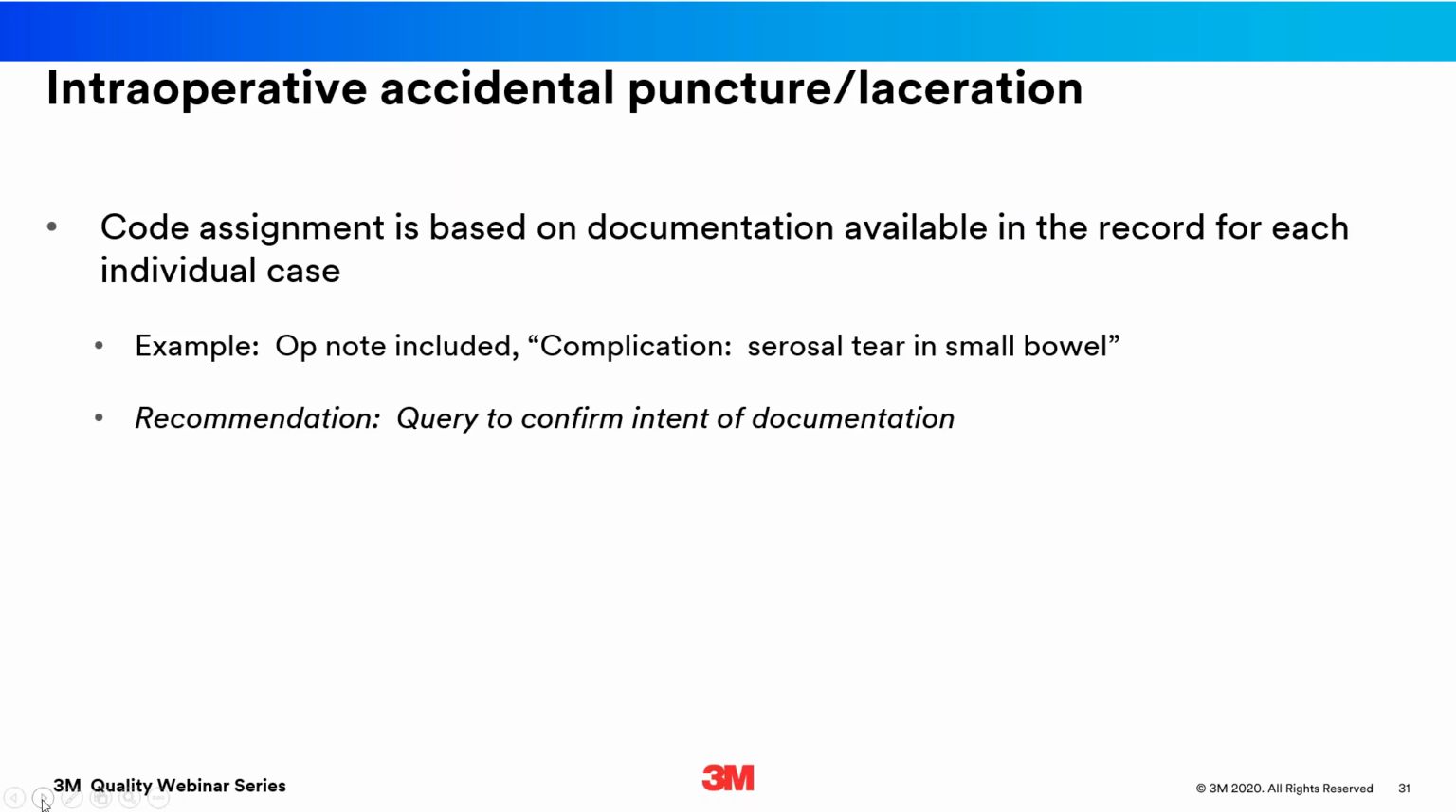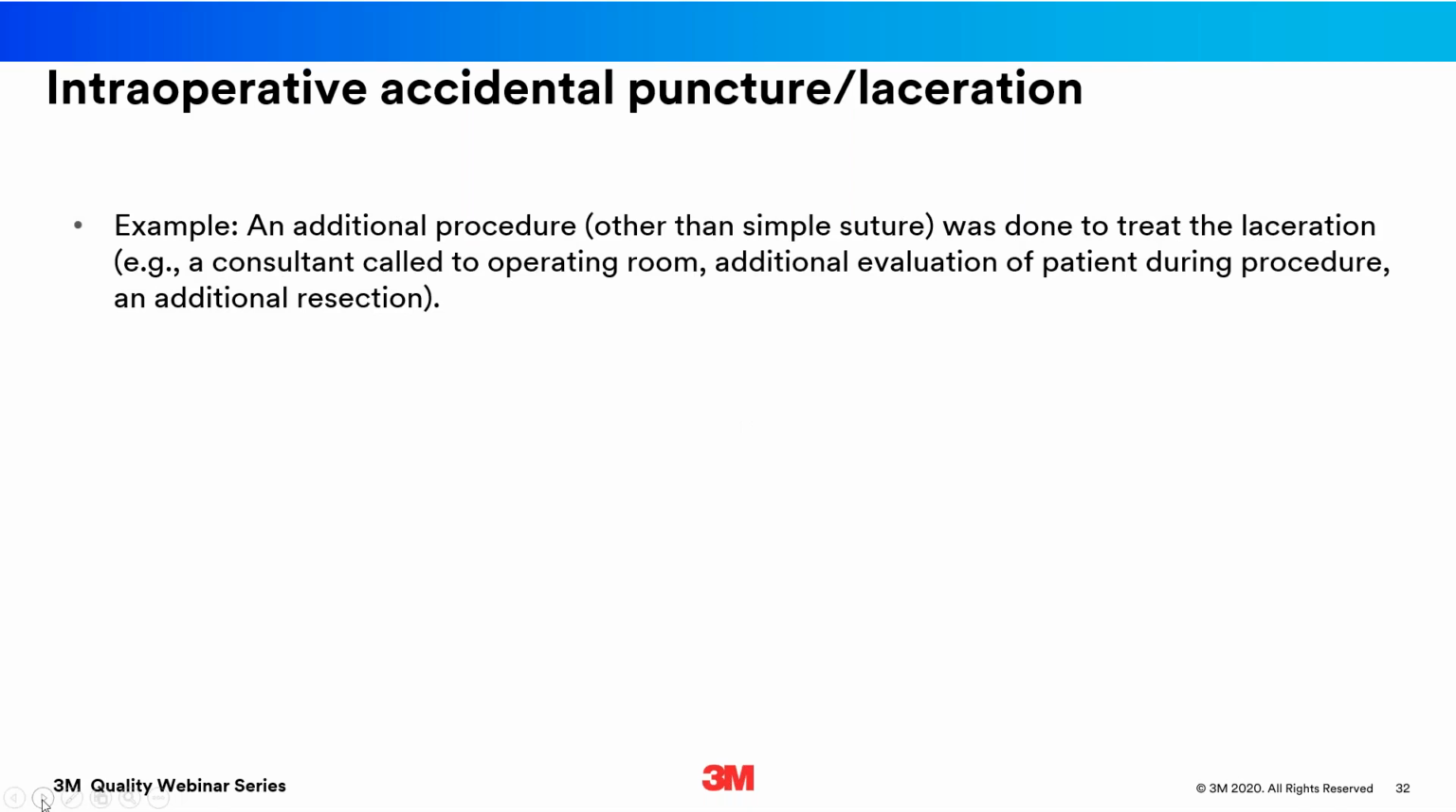What about an additional procedure other than a simple suture was done to treat the laceration? We might have had to call in, because we tore the bladder, we might have to call in a urologist to repair, right? Or we might have done an additional evaluation. We might have actually done an EGD to see, did we have a through-and-through injury to the stomach? Do we have to resect or excise additional tissue? Like I said, depending on your patient's scenarios and based on that operative note, it might be appropriate to query for the inherency.